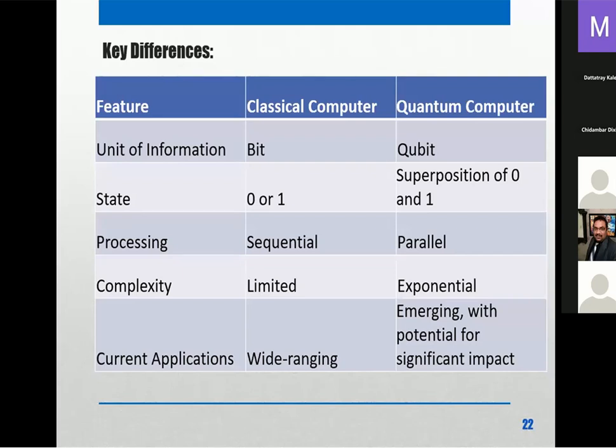Processing in a classical computer is sequential. In a quantum computer, it is parallel. Complexity is limited in classical; in a quantum computer, it is exponential. You can have a good capacity in processing, in storage, in all ways. Current applications are wide ranging in classical, while in quantum computers they are emerging with the potential of significant impact.